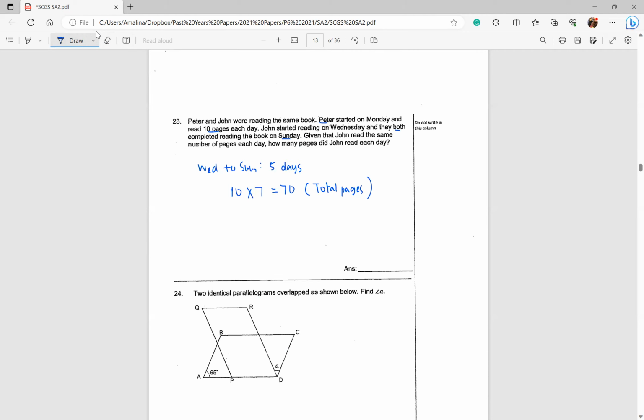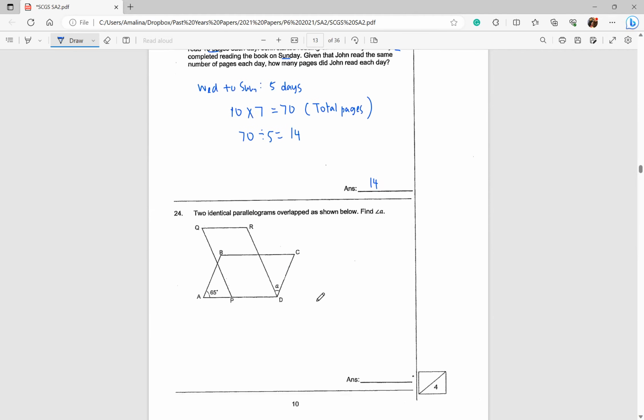Okay, so 5 days took him 70 pages. So 70 divided by 5 days means that in one day he only reads 14 pages of the book. Okay, question 23. Okay, question 24 is also interesting.